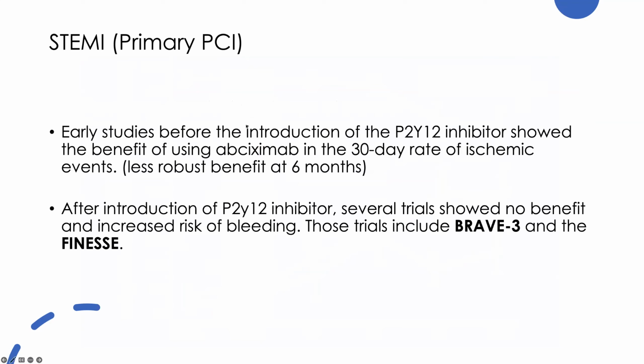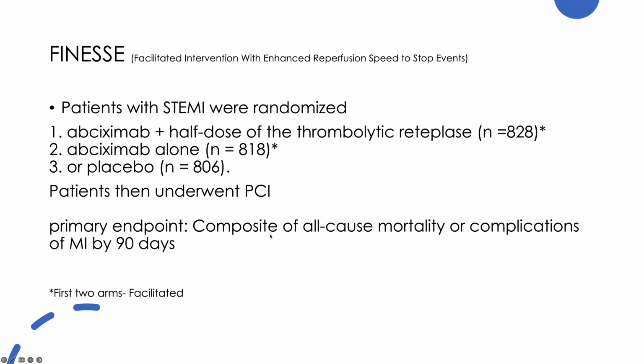But to come back to this point about the introduction of the whole P2Y12 inhibitor and the use of these agents. After introduction of these inhibitors, several trials that were run, including BRAVE-3 and FINESSE, showed not much of a benefit and an increased risk of bleeding. What we do nowadays is just use P2Y12 inhibitors, because if you use those agents, you're not getting much benefit out of it. You're actually increasing the risk of bleeding. That's what BRAVE-3 and FINESSE showed.